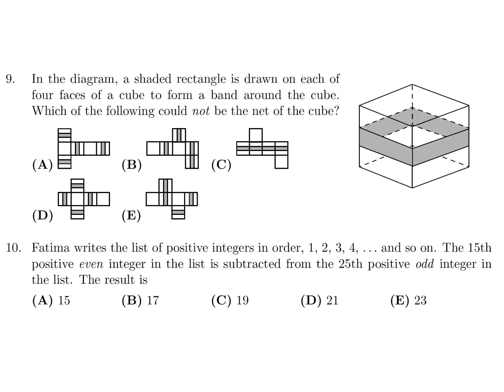In the diagram, a shaded rectangle is drawn on each of the four faces of a cube to form a band around the cube. Which of the following could not be the net of the cube?